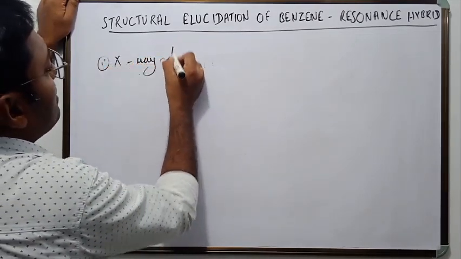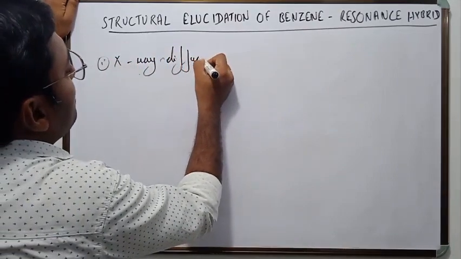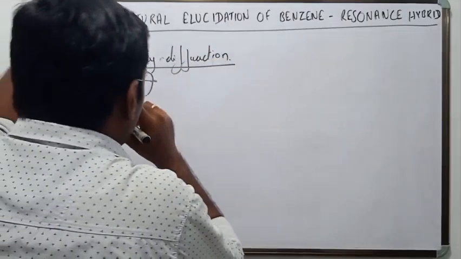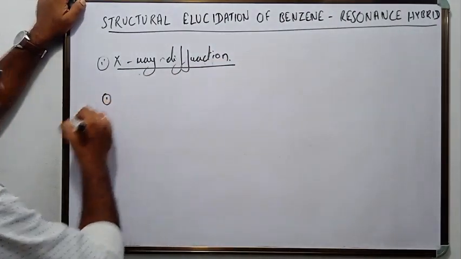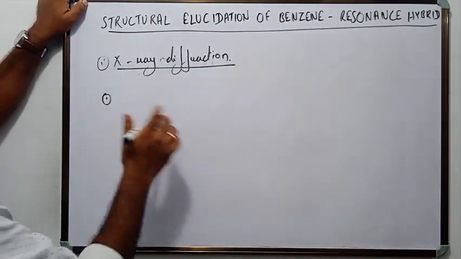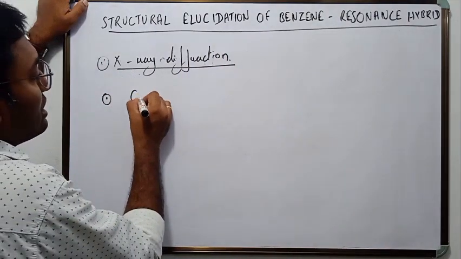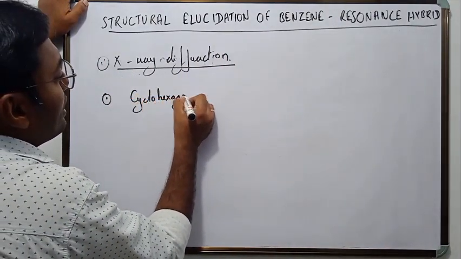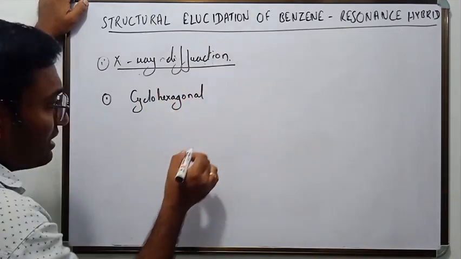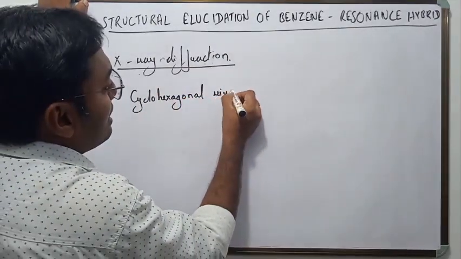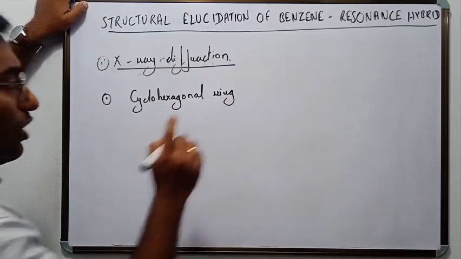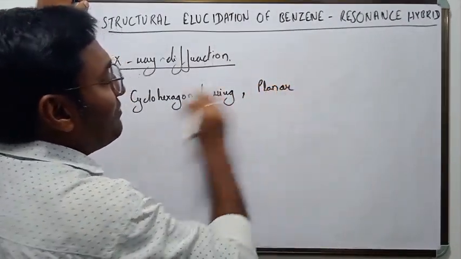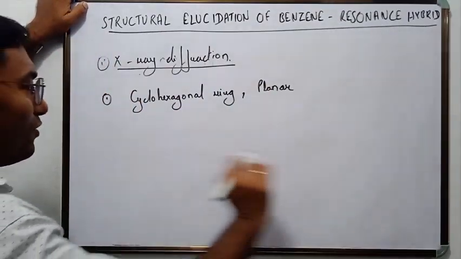X-ray diffraction measurement came out with 4 points. Number 1 was that it is planar. The benzene is a cyclohexagonal ring made up of 6 carbon atoms. Also, it is planar. Planar means all carbon atoms are in one plane.